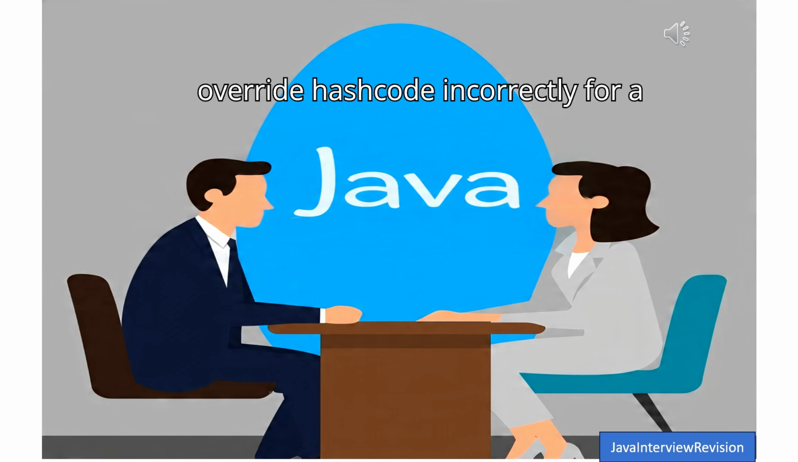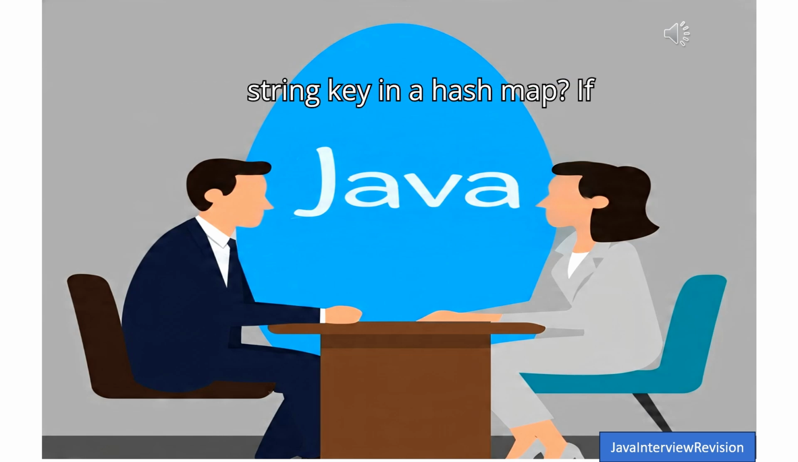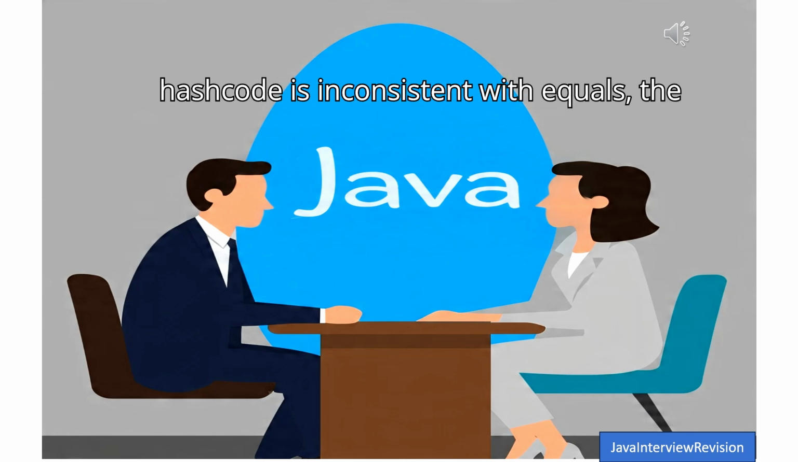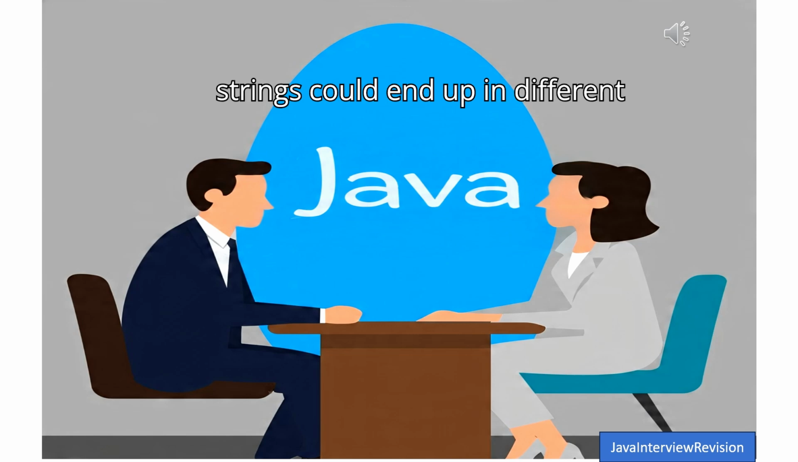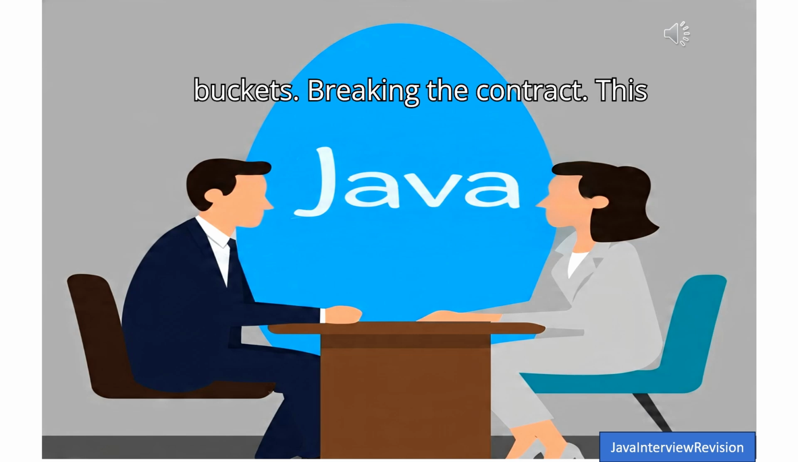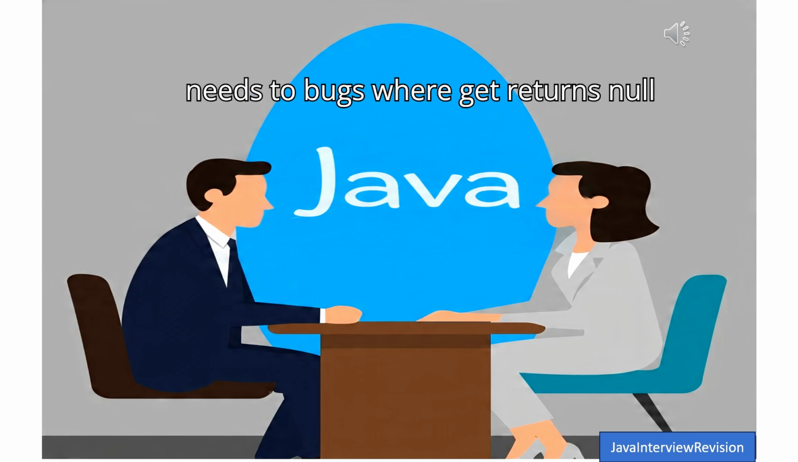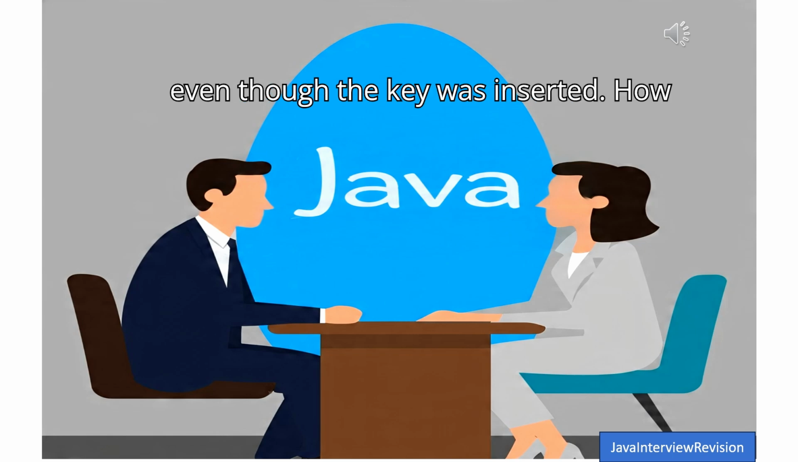What happens if you override hashCode incorrectly for a string key in a HashMap? If hashCode is inconsistent with equals, the HashMap may not find the key even if it exists. Two logically equal strings could end up in different buckets, breaking the contract. This leads to bugs where get returns null even though the key was inserted.